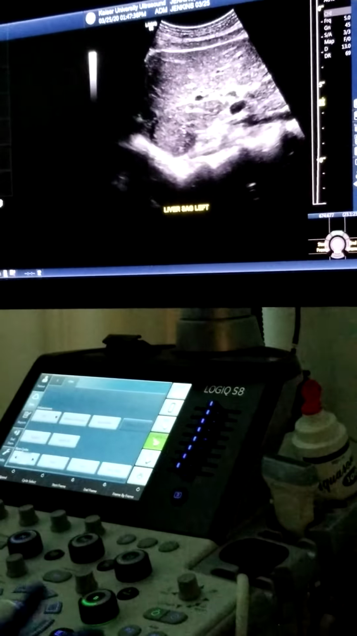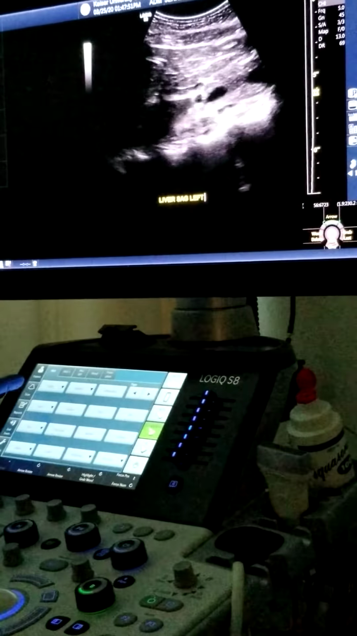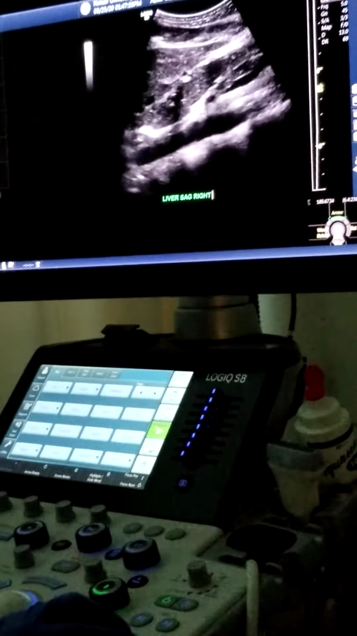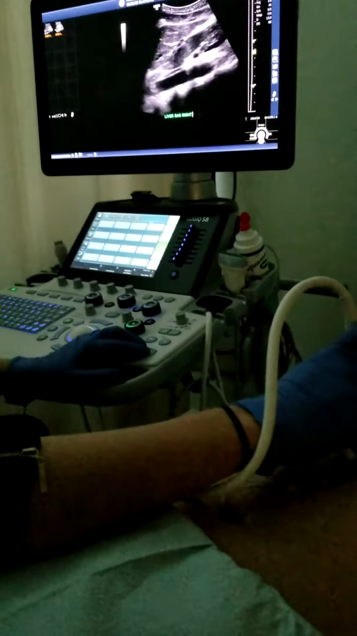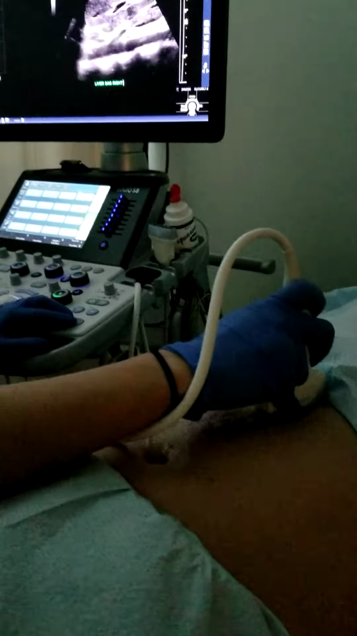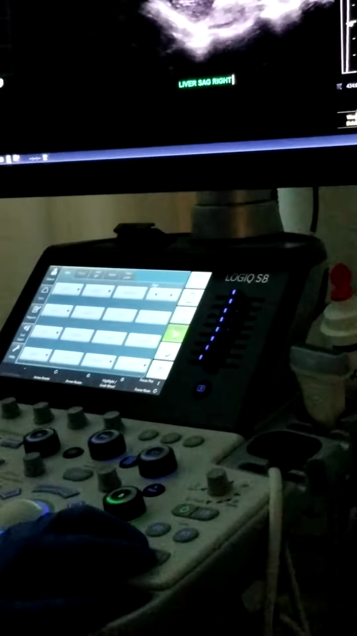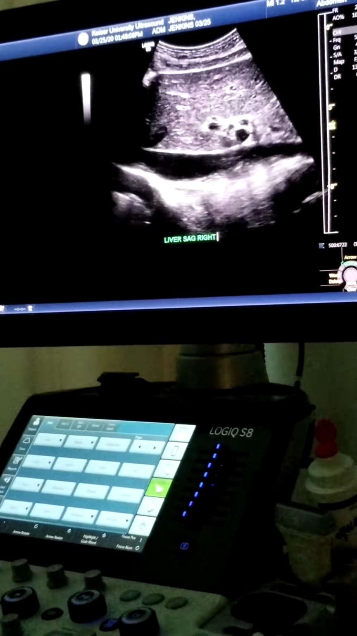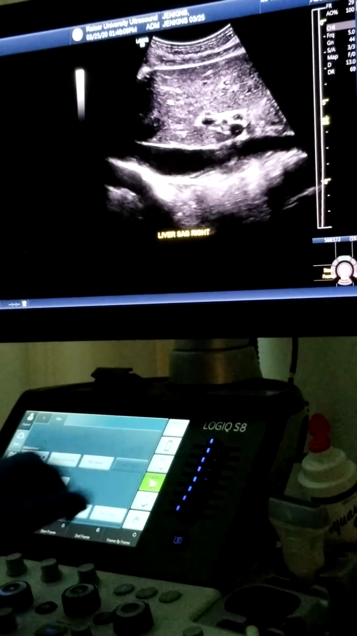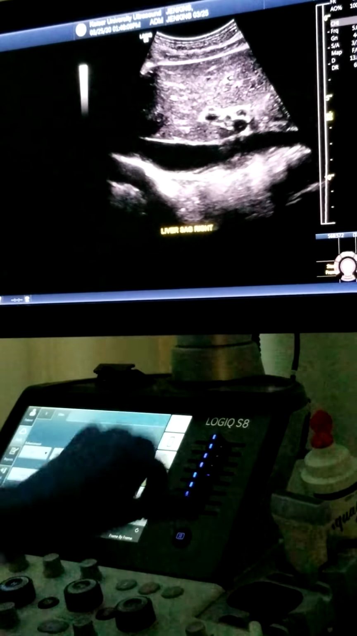That's my second image. And I'm going to change my label to liver sag right, which is now going to include the IVC. Take another breath in, please. So I'm going to start over, sweep out towards the left, start coming back into the liver. There's my aorta, there's my caudate, keep going towards my patient's right, and there is my IVC. Breathe. Adjust my TGCs a little bit.